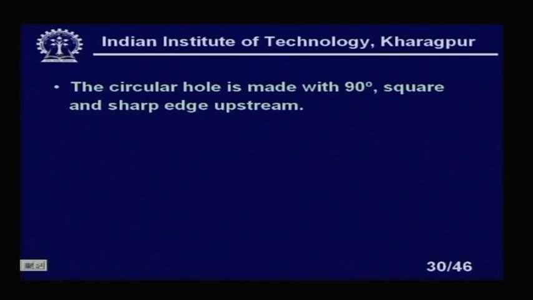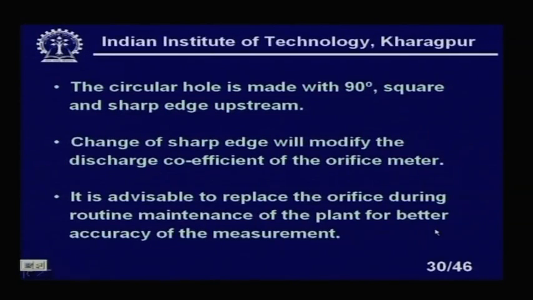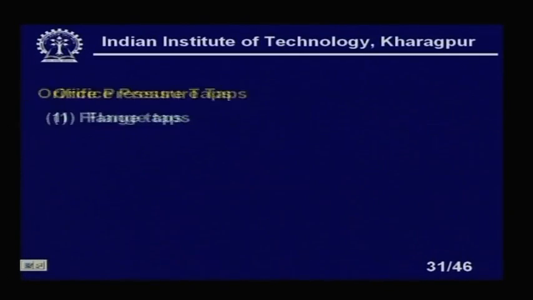For that reason, if you have a larger differential pressure, we have different types of flow measurements, although that also basically depends on the differential pressure measurement. The circular hole is made with a 90° square and sharp edge upstream. It is a 90° edge that I have shown you, and sharp edge upstream. The change of sharp edge will modify the discharge coefficient of the orifice meter, and it is advisable to replace the orifice during the routine maintenance of the plant for better accuracy of the measurement.